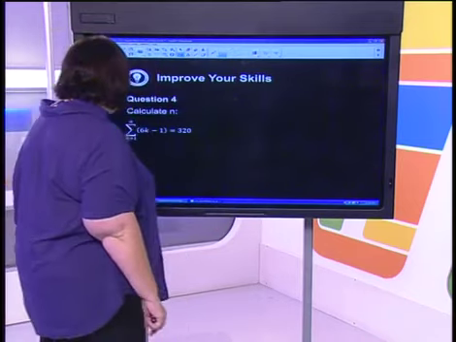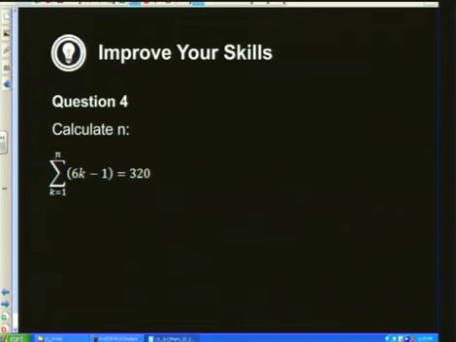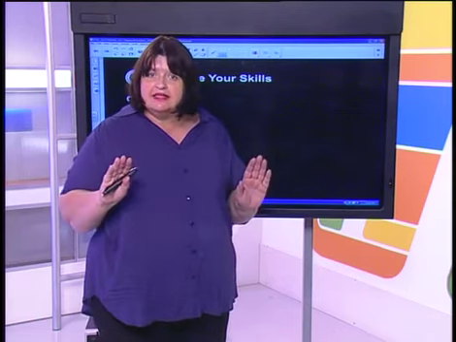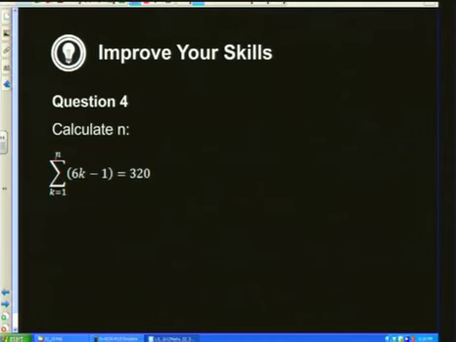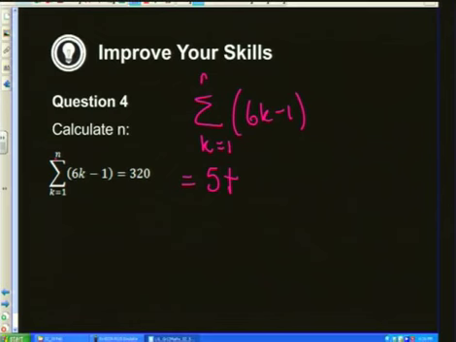Right, the next one says, sum from k equals 1 to n, 6k minus 1 is equal to 320. And they ask you to find how many terms we added. Now, nothing is going to change. We're still going to generate some terms first of all. So let's do that. So over here, if I'm looking just at the sigma part, k equals 1 to n of 6k minus 1. If I put in k equals 1, I'm going to get 6 minus 1, which is 5. If I put in k equals 2, I'm going to get 6 times 2, which is 12, minus 1, which is 11. And if I put in k equals 3, I'm going to get 18 minus 1, which is 17.